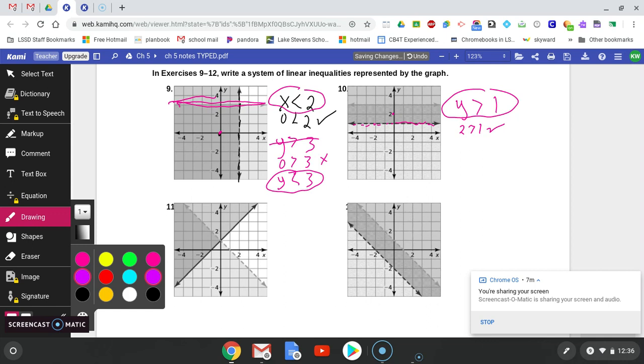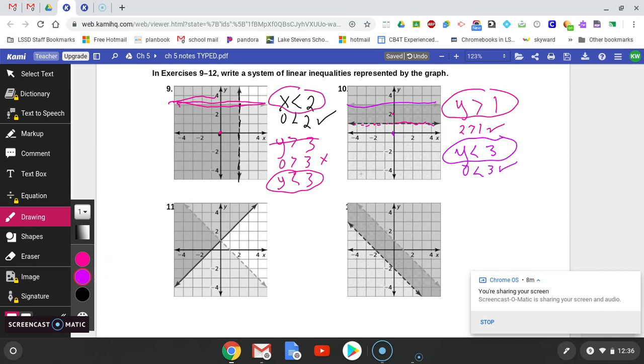And then if I take a look at this line here, that's the line y is equal to 3. It's everything shaded below it. So if I pick the point (0, 0), then I can figure out which sign it's going to be. So if I plug in (0, 0), 0 is less than 3 does in fact work. So there's my second inequality.